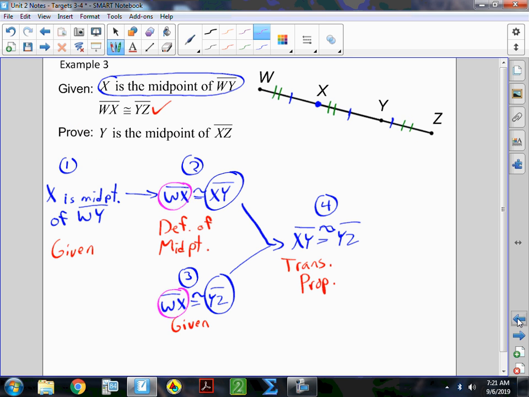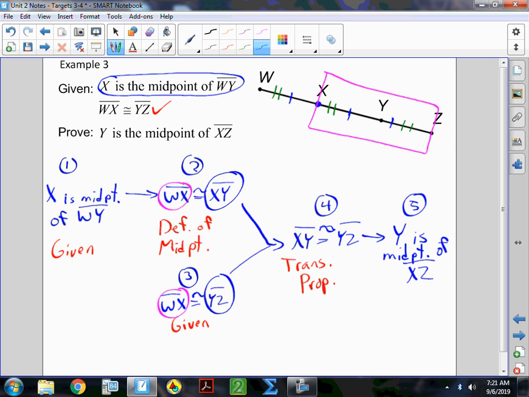So if I have two congruent segments, XY and YZ, now we're just looking at this space. I have two congruent segments. We just said that in statement 4. XY's got 3 tick marks on it, YZ's got 3 tick marks on it. That means that Y is the midpoint of XZ. And that's my definition of midpoint again. So you can use definitions and properties more than once in your proof.